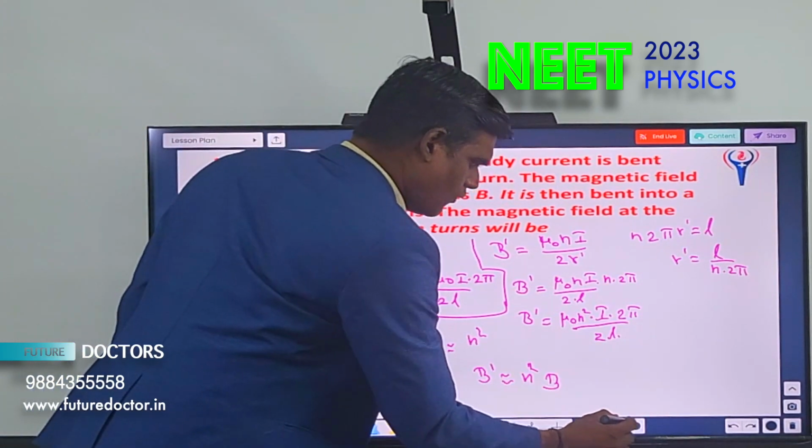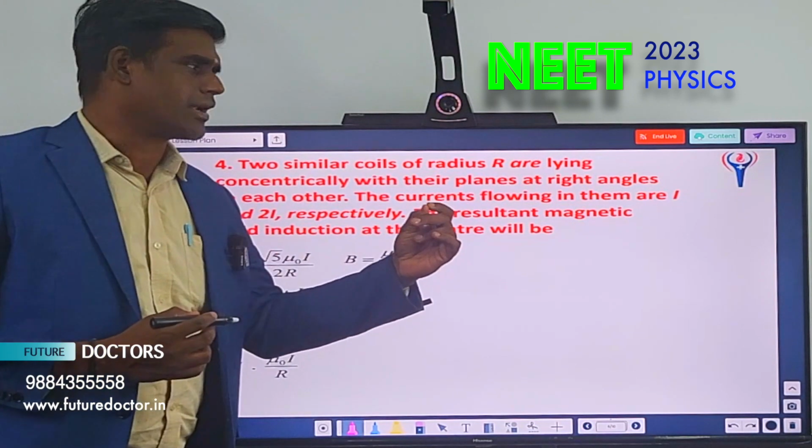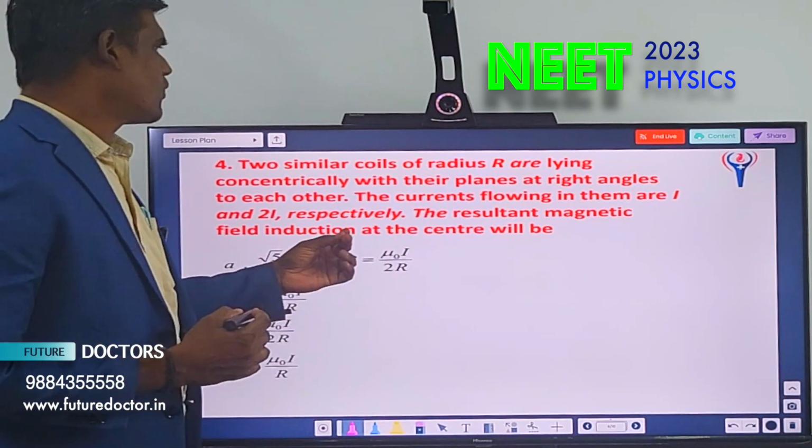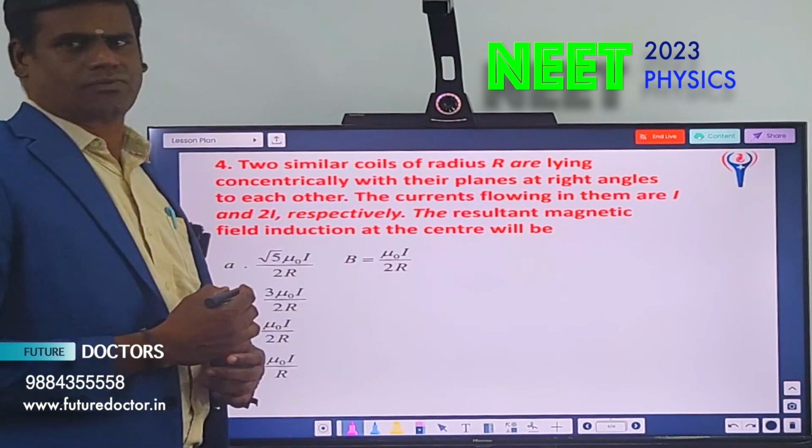Let's move to question number 4. Two similar coils of radius capital R are lying concentrically with their planes at right angles to each other. The currents flowing in them are I and 2I. Then the resultant magnetic field induction at the center will be.